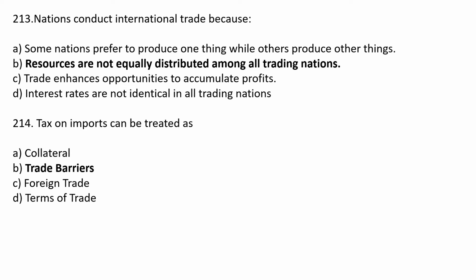Tax on imports can be treated as: option A, collateral; option B, trade barriers; option C, terms of trade; option D, foreign trade. The correct answer is option B, trade barriers. Tax on imports can be treated as trade barriers.